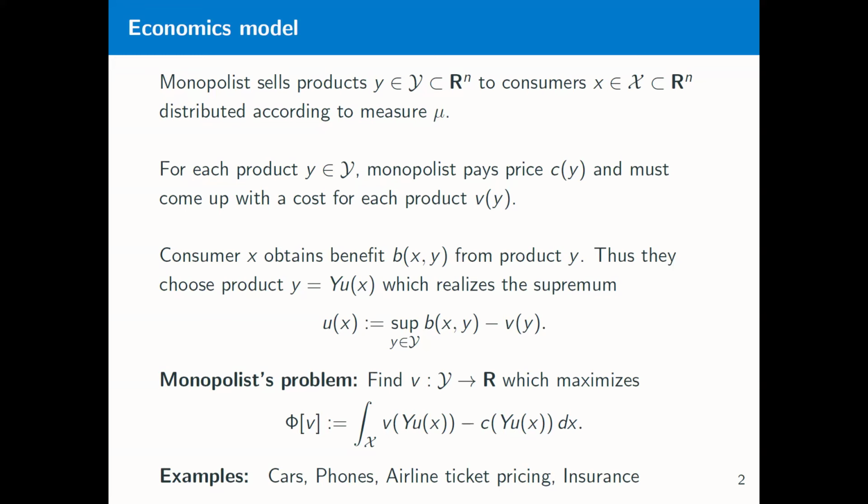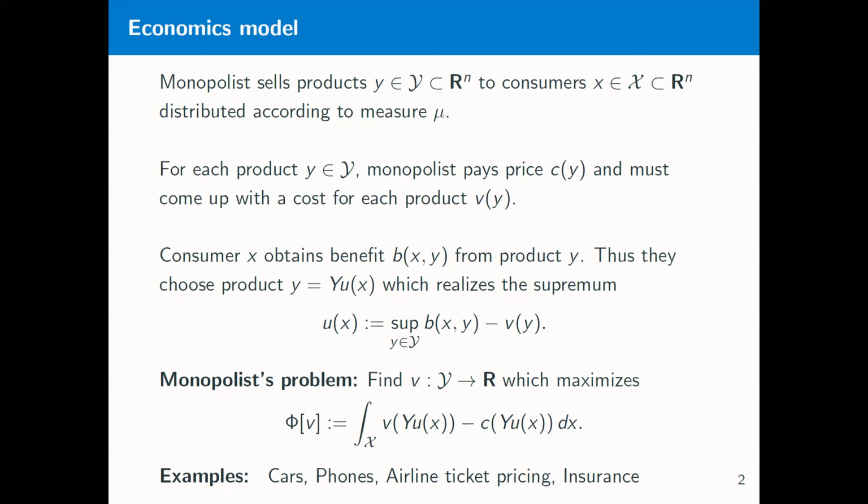Now, we're going to assume that there's some function B of X, Y, which governs how much benefit a consumer X obtains from product Y. Now, the consumer wants to maximize the benefit they receive minus the price they pay. So they're going to choose the Y which maximizes this quantity, which is just their benefit minus the price they pay.